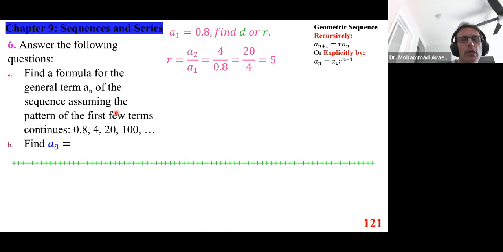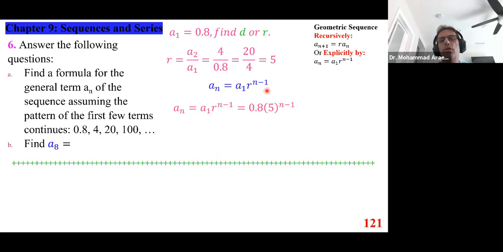And by the way, not only you want to look at a sub 2 over a sub 1, which is 4 over 0.8, you also want to look at 20 over 4. You also want to look at 100 over 20 to be on the safe side. So you make sure you have a geometric sequence with a sub 1 being 0.8, r being 5. Therefore, we use the general term and we replace the a sub 1 and r. Of course, n minus 1 in the case of part B is 8 minus 1 or 7. And using a calculator results in 62,500.